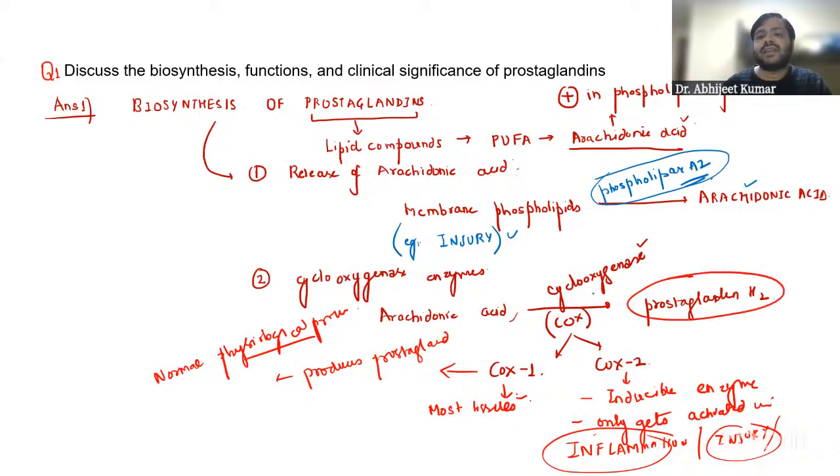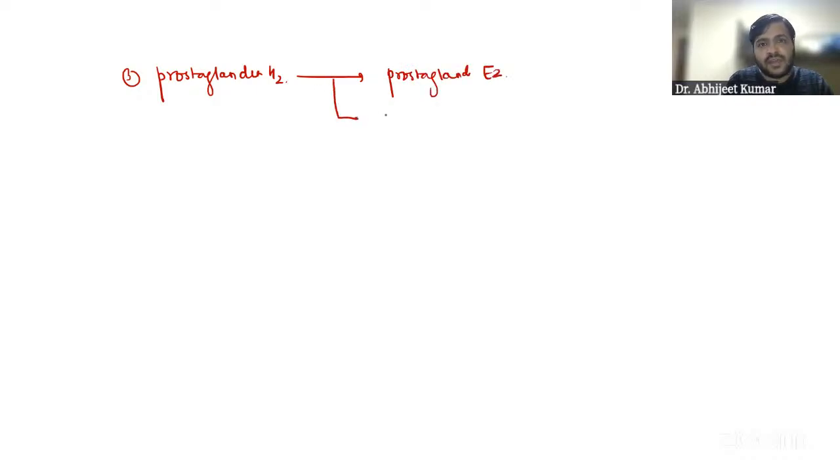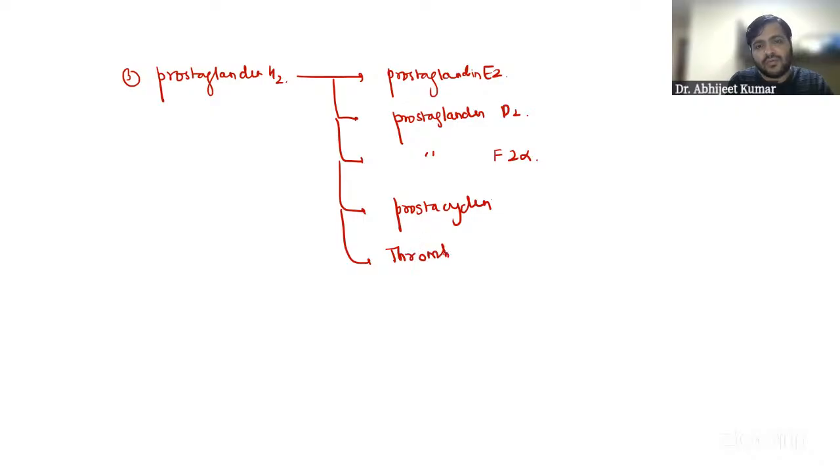Now, what will happen to this prostaglandin H2 after the action of the cyclooxygenase enzyme? Prostaglandin H2 is converted to specific prostaglandins. So we have prostaglandin E2, prostaglandin D2, prostaglandin F2 alpha, prostacyclin, and also thromboxane A2.